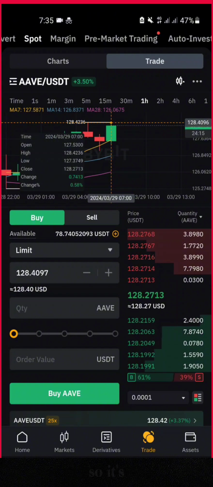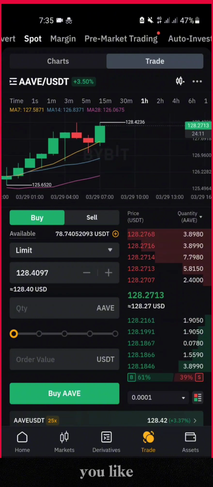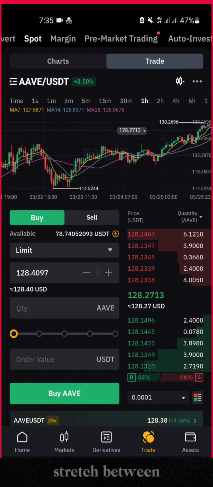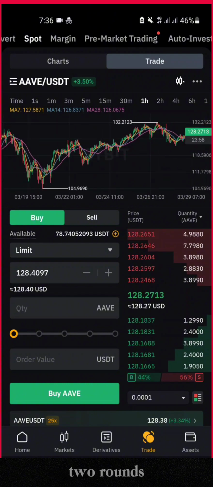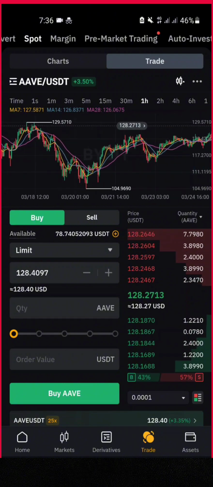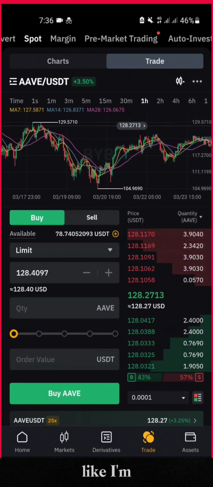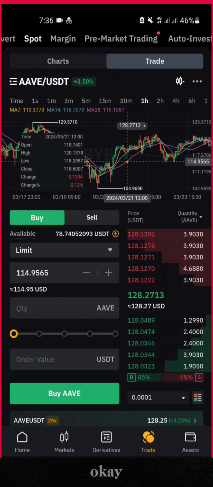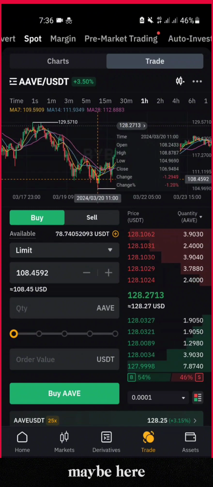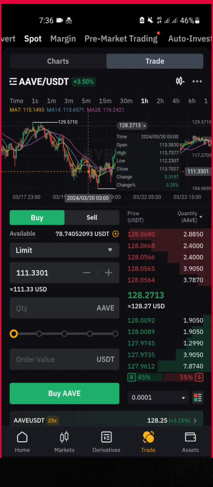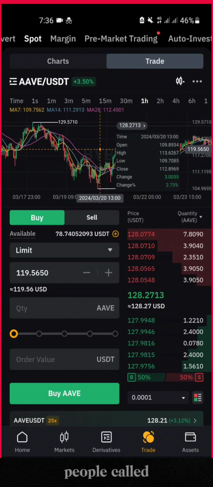So it's up to you what type of trader you are. Are you a short-term trader, a swing trader, or which kind of trader? A swing trader just trades between two ranges. Swing trading is like this, as I'm showing you: you maybe trade from here to here, and between this place you take profit or loss. This is what people call swing trading.